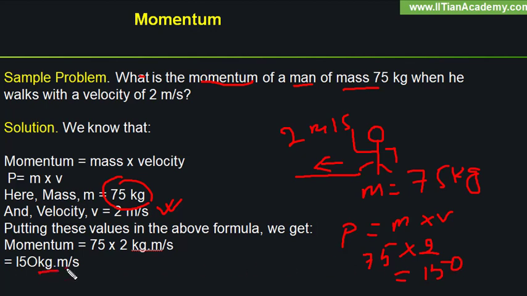Kg meter per second. So this is a very simple example just to understand. When a man is walking with 2 meter per second, what is the momentum? You have to first see the formula. What is the formula? P is equal to mass into velocity. Then you find the value of mass and the value of velocity. Value of mass is given, 75, value of velocity is given, 2. It's so straightforward. You put them in and you will get 150 kg meter per second as its momentum.